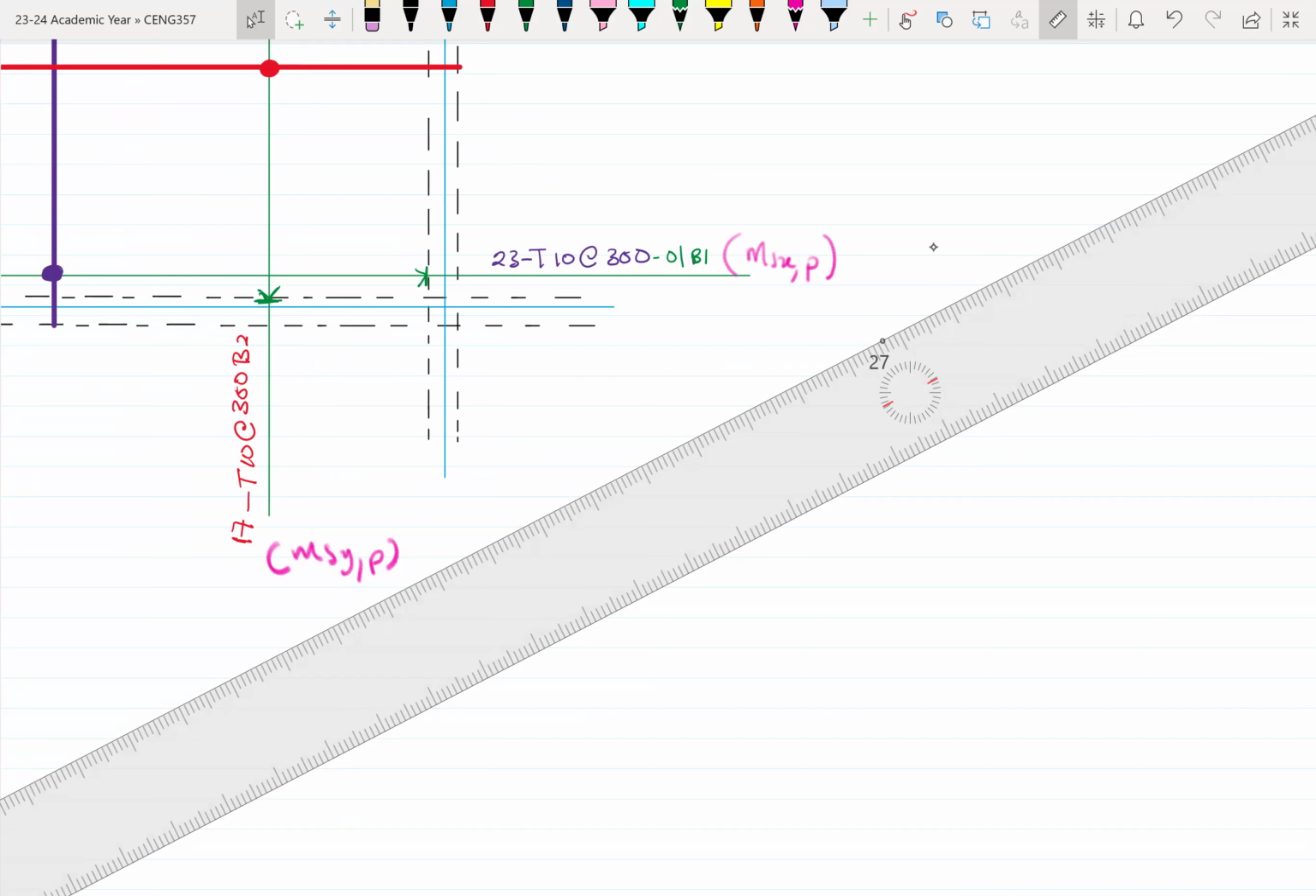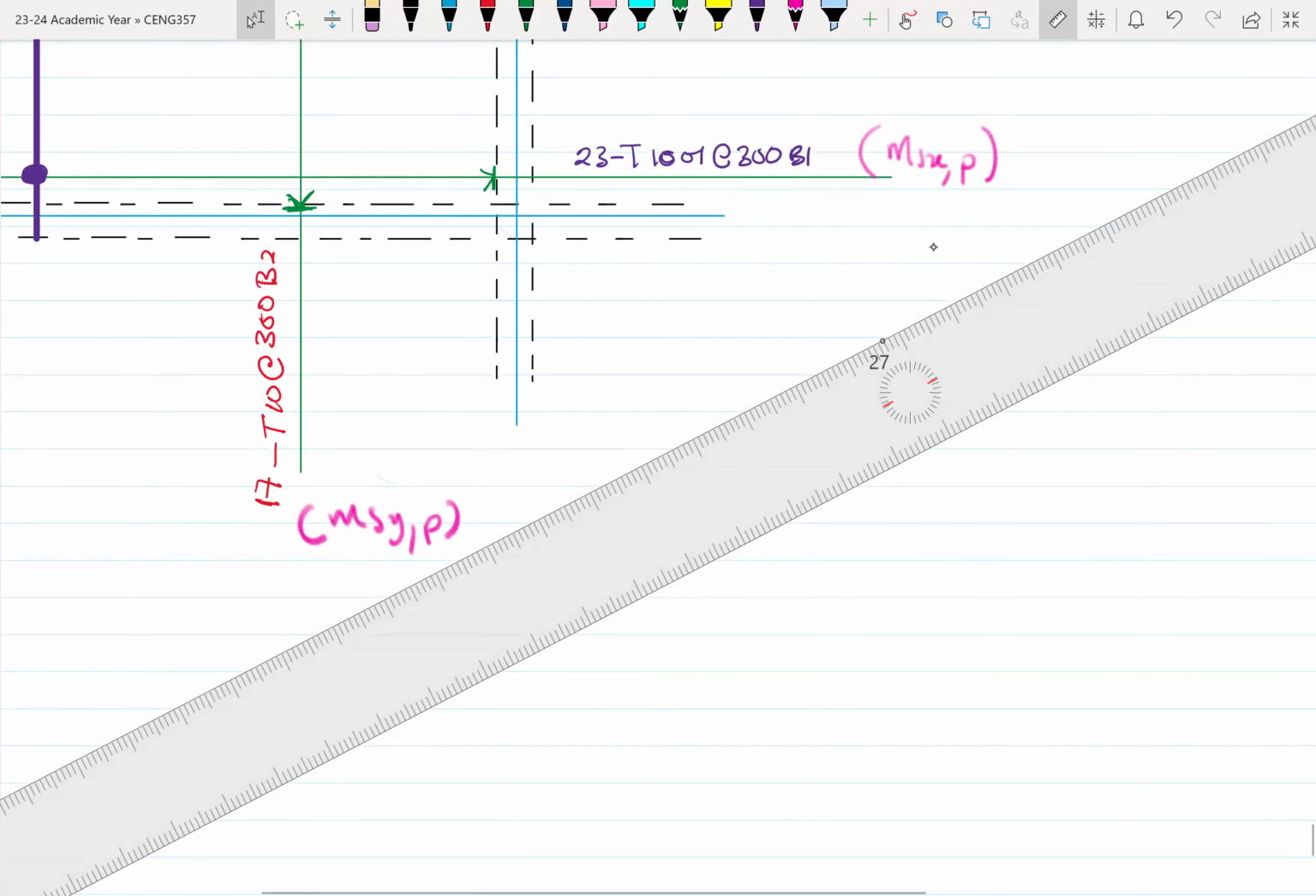Okay, so sorry, what am I doing? Let me get this, oops. So change the color back to what I had, okay. So T10 with a bar mark of 01 at 300 B1. Let me do it. This is the better approach, at least the one I'm used to.